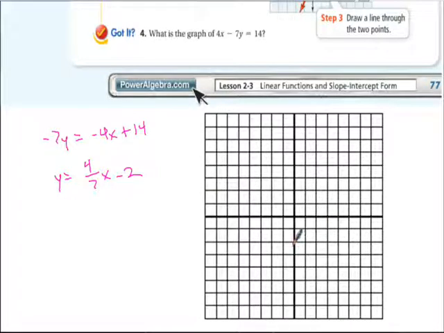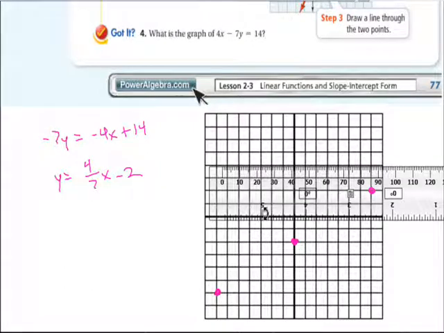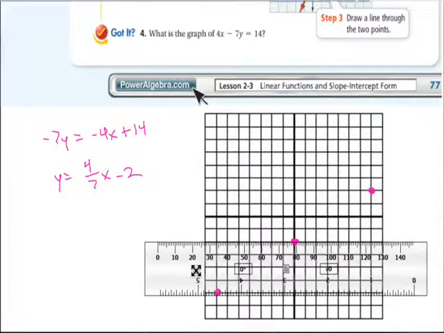But so the y-intercept is -2, and 4/7 is up 4. Let's see, over 1, 2, 3, 4, 5, 6, 7. So there's 1 point. And then I'm going to go down 4, which I can do as long as I go left 7. All right, and I'm even going to get out my ruler here. Use my ruler. This is fancy.